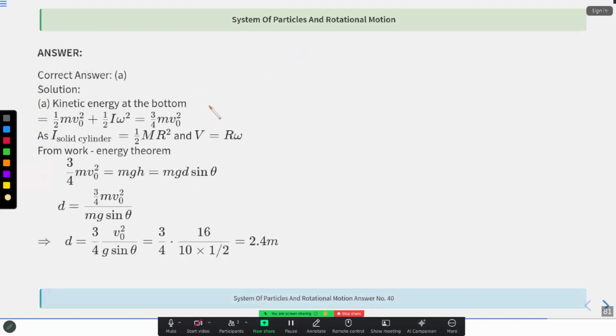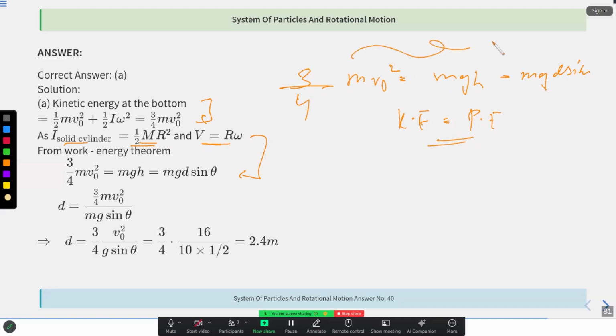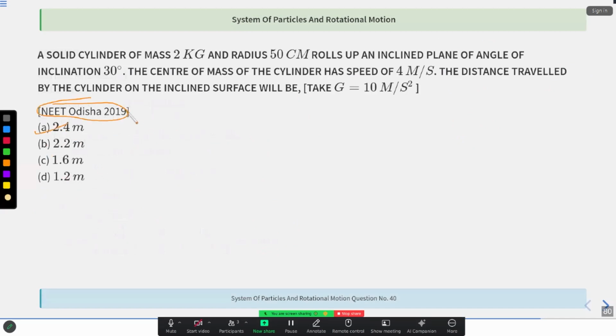So kinetic energy at the bottom is half mv square plus half I omega square, that is 3 by 4 m v naught square. For the solid cylinder, moment of inertia is half mr square. V is r omega. So using work energy theorem, 3 by 4 m v naught square is equal to mgh, which is equal to mgd sine theta. Do you know what this is? They are saying that change in kinetic energy is equal to gain in potential energy. This is what the equation is written over here. Using this, you have got d, and through that you will get d equal to 2.4 meters. Okay, this was a very good question. As a NEET level, this is a very good question.